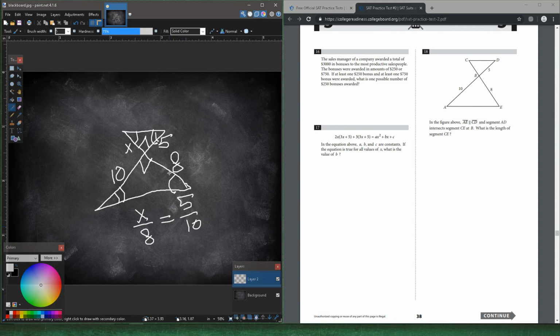So this simplifies to 1/2. You multiply the top and bottom by 4. That's 4/8, so x has to equal 4. Since it's looking for the length of CE, and CB is equal to 4 because that's x, then 4 plus 8 is 12. So the answer is 12.